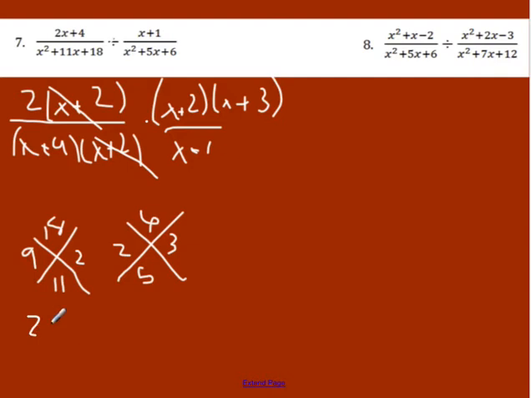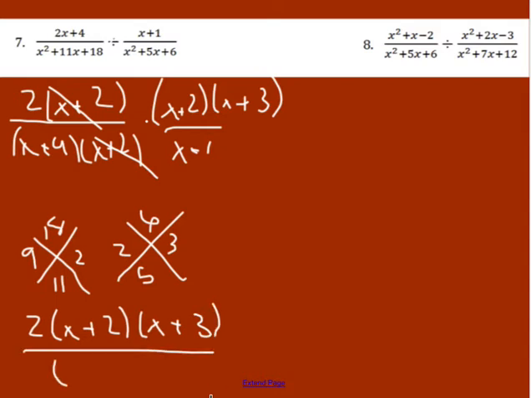So what we have left is 2 times x plus 2 times x plus 3 divided by x plus 9 times x plus 1. Now I'm going to give you guys a challenge here. I want to see if you guys can multiply that one out on your own and get your excluded values.